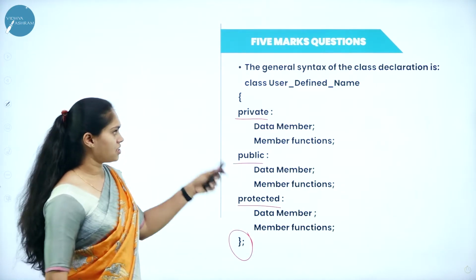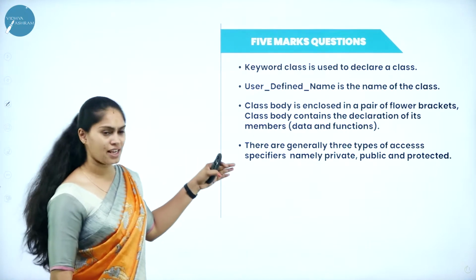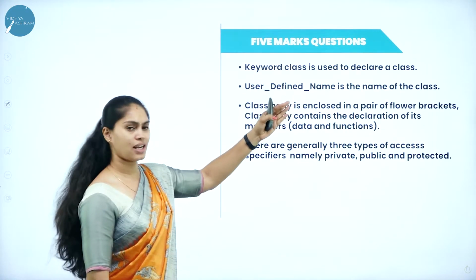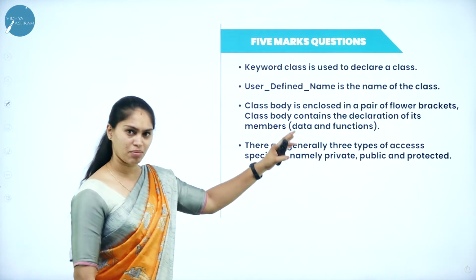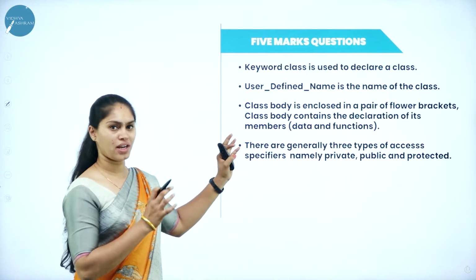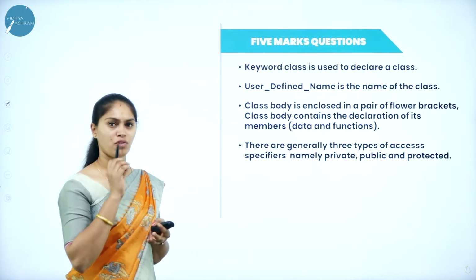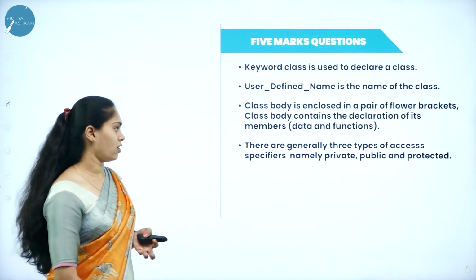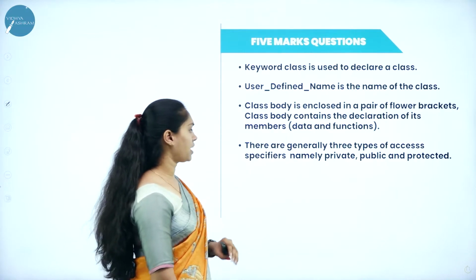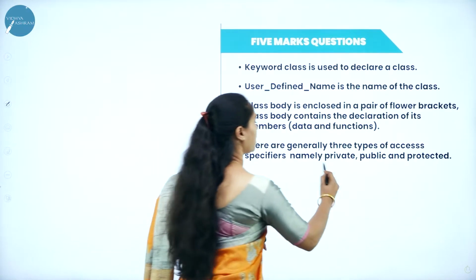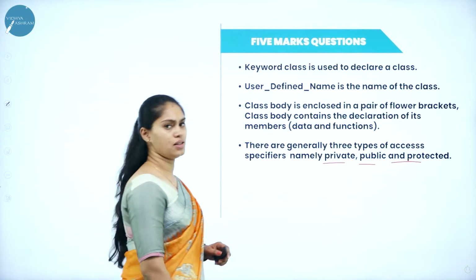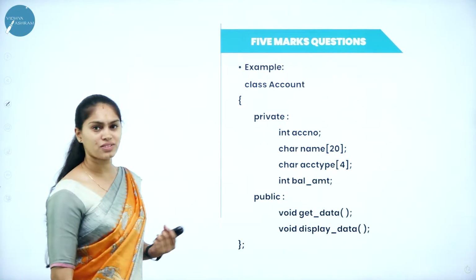So after the syntax, you need to explain each keyword. What is this? class is used to declare a class, and user defined name is the name of the class. Then the class body comprises opening and closing curly braces, and it must end with a closing curly brace followed by a semicolon. And we have 3 kinds of access specifier: private, public as well as protected. And you can see one of the examples.